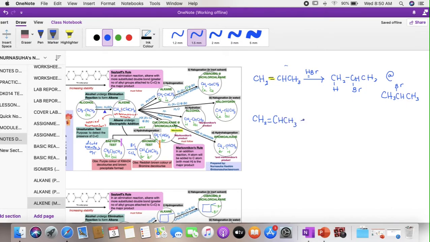Our reagent is HBr. For HBr, please show the covalent bond between hydrogen and bromine. So for this one, this is polar bond. Why polar bond? Because there are different in electronegativity between bromine and hydrogen. So we know that bromine is more electronegative than hydrogen. So tolong label delta plus and delta minus dekat situ.